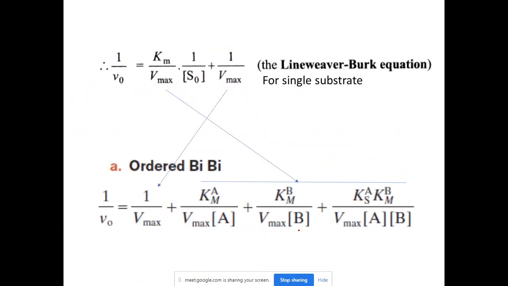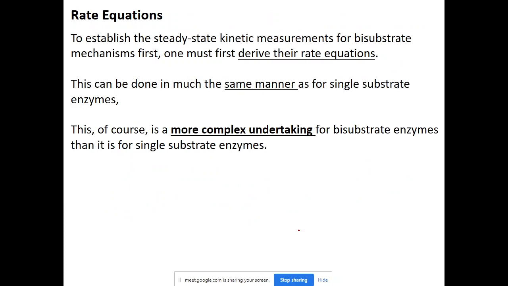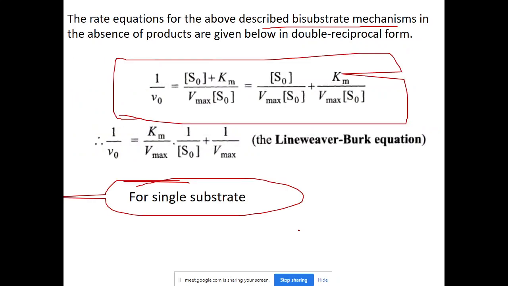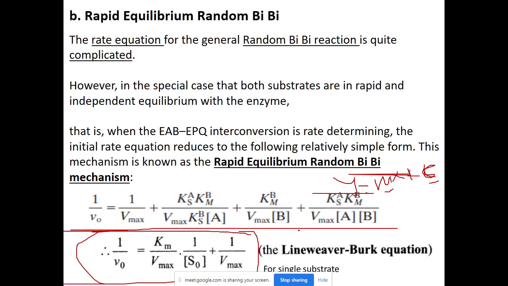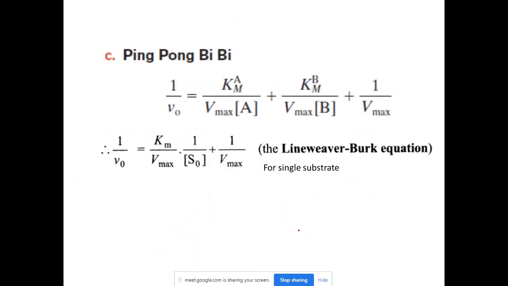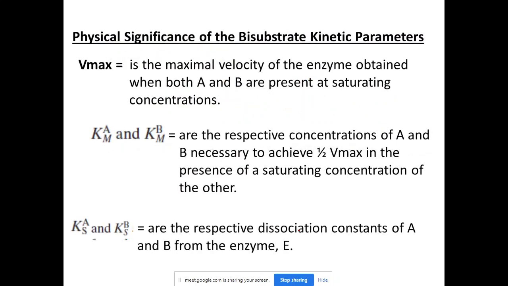So this we have studied for the sequential reaction. Remember, we are interested in finding out the rate equation for both the sequential as well as the ping pong. In discussing the sequential, this is the rate equation for the ordered, and for the random, this is the rate equation. Now moving to the ping pong, this is the rate equation: 1 by V0 is equal to Km plus Km plus 1 by V0. This is the ping pong.